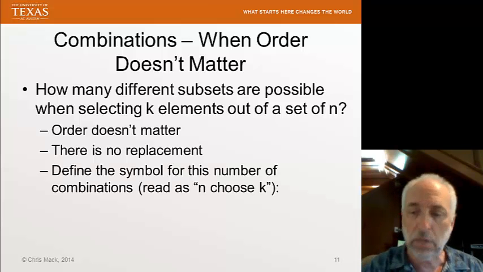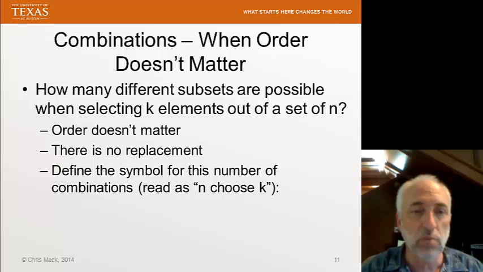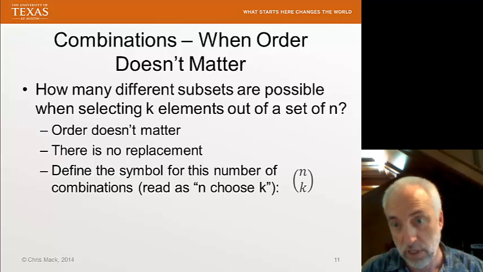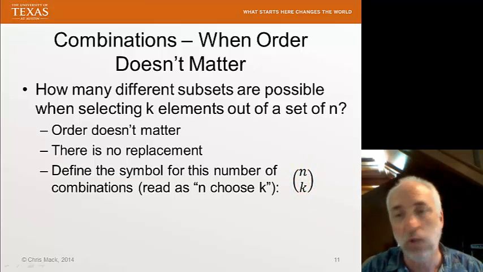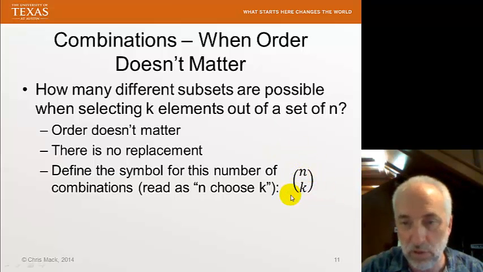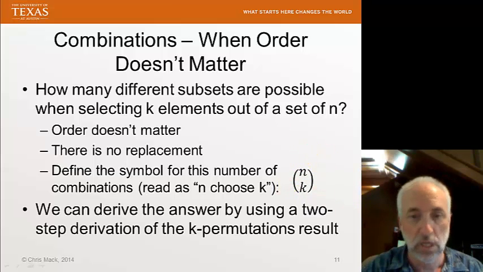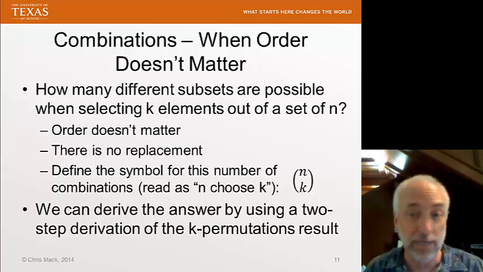So, let me define a symbol to represent the answer to this question. The number of combinations will have this kind of strange looking symbol. It's parentheses with n over a k. This is read as n choose k. So I have n, and I'm going to choose k elements out of that total of n. And what is the total number of ways I can do that? That's what this symbol represents. Now I don't know what the answer is. I just wrote a symbol to represent the answer, but I don't know what the answer is.